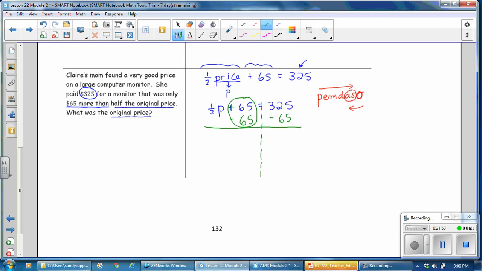This is going to equal a 0 pair, and 1/2 P plus 0 is 1/2 P. So go ahead and bring that down. Then 325 minus 65 is $260.